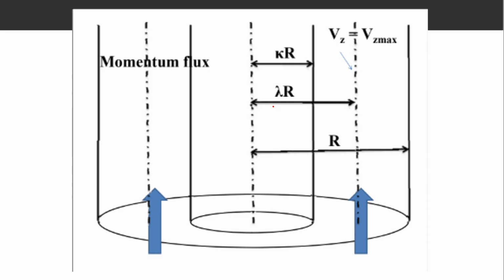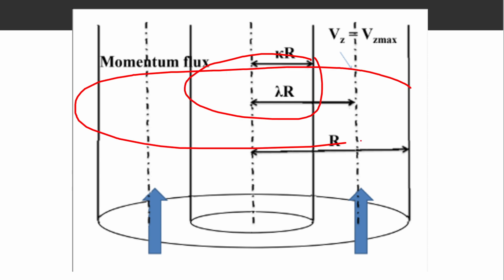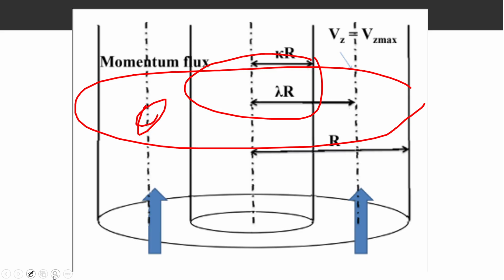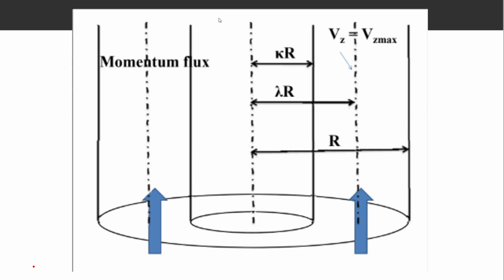So what is annular region? The annular region is the region between two concentric cylinders. Like this is the first cylinder and this is the second cylinder. This region is the annular region. So this annular region we will be talking about.